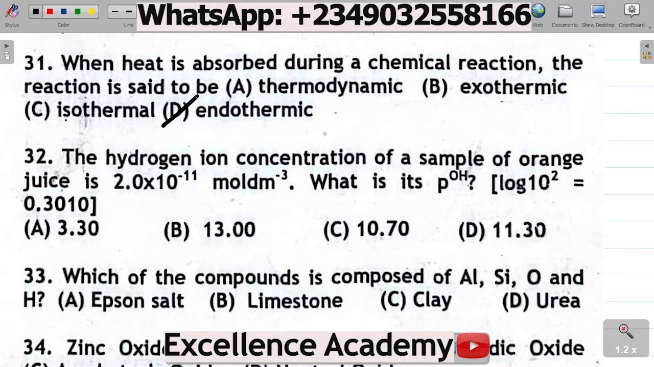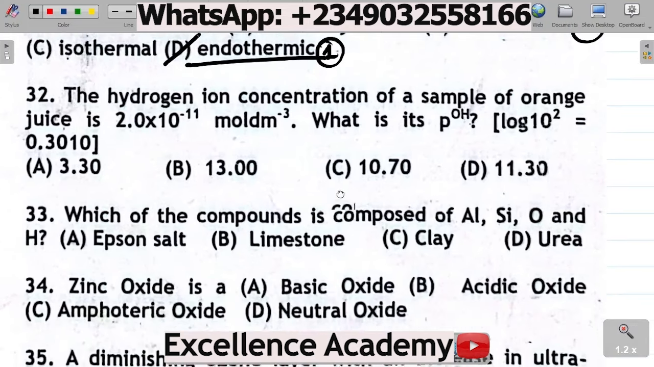Now you want to note that there are two types of reaction in reference to heat change. Number one, endothermic, number two, exothermic. Endothermic reactions are reactions that involve the absorption of heat, while exothermic reactions involve giving out heat to the surrounding. So when heat is absorbed, that becomes endothermic. So endothermic is the correct answer.